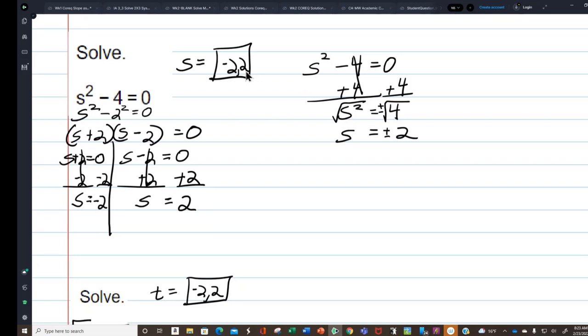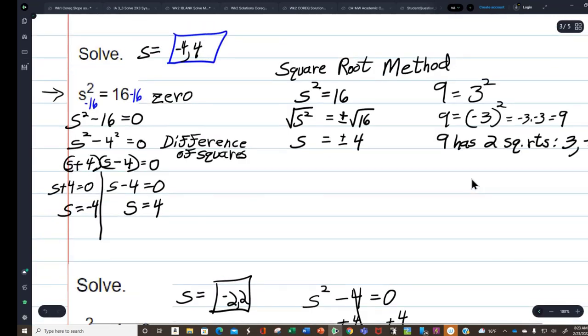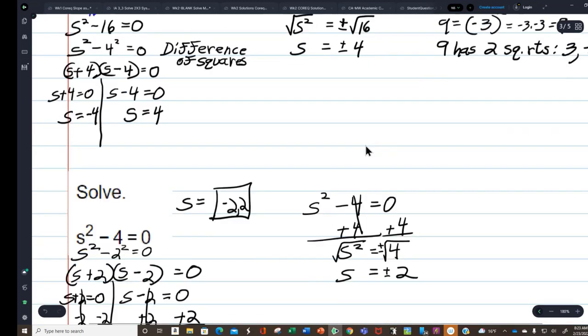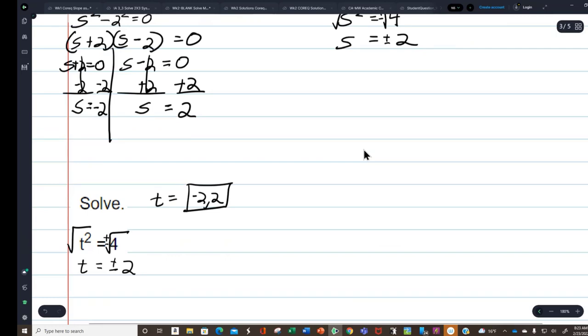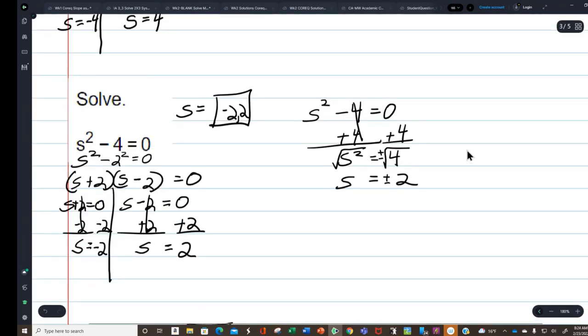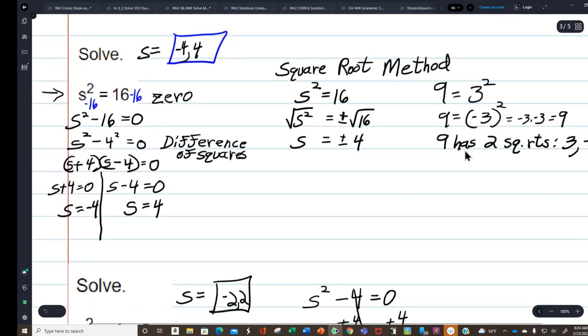Monday, you're not going to have any choices, because the problem won't let you have any choices. But here you have choices. And here we visited the difference of two squares, which can also be turned into the square root method. An addition to your education.